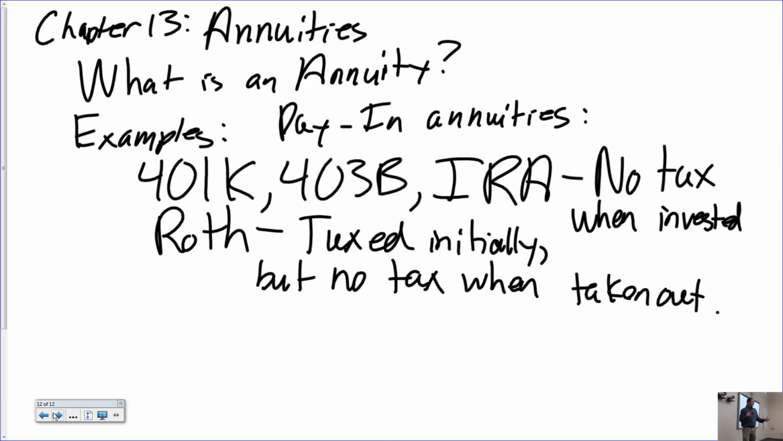So a Roth is where you invest the money, but you pay the tax on it initially, and then all of the interest that you earn on that account, all of it, is totally tax-free forever. So if you can start when you're 22 or 23 putting money into a Roth IRA, folks, you're not going to retire until you're 60 or so. That's 40 years of compound interest, tax-free.